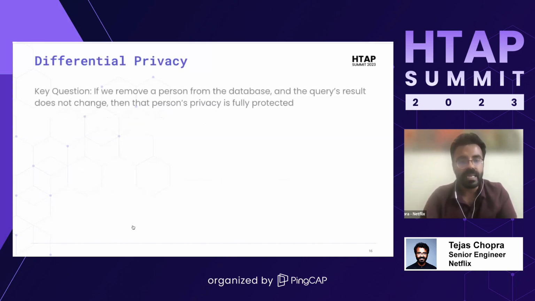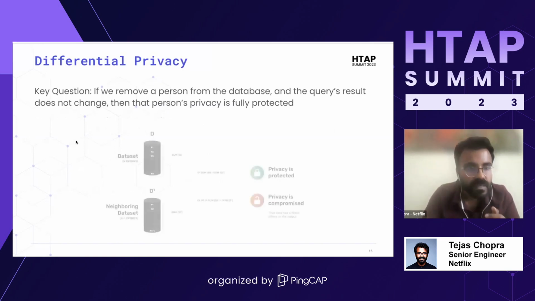The key query in differential privacy is that if we remove a person from the database and the result of a query does not change, then the person's privacy in that database is fully protected. In simple words, this is a great example.